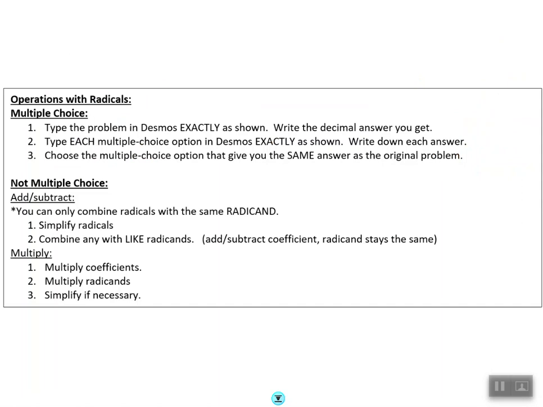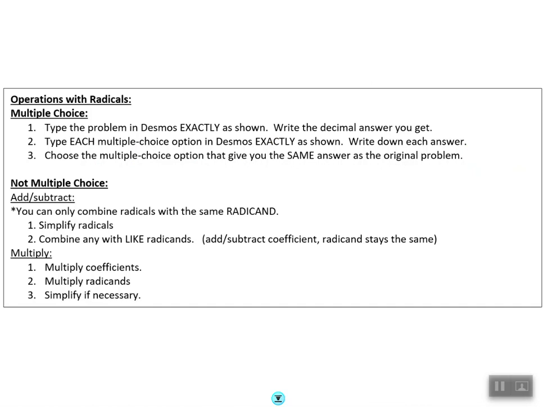You will also be asked questions about operations with radicals. This means you could be adding, subtracting, or multiplying square roots or cube roots. If it's a multiple choice problem, you type the problem into Desmos exactly as it's shown, write down the decimal answer you get, type each of the options into Desmos, write down your decimal, and see which one matches the original problem, just like we did with the previous problems. But if we have a problem that is not a multiple choice, then we have to actually do math.